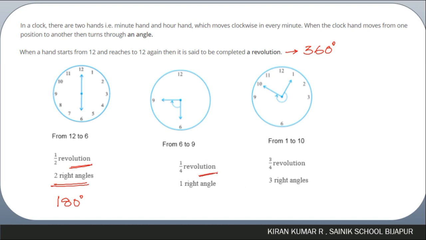If 1/4 of the revolution is made, we get one right angle and it is equal to 90 degrees. That is, when our hand goes from 6 to 9, the angle formed between these two will be 90 degrees. From 1 to 10, that is 3/4 revolution, we get 3 right angles, hence the angle formed will be equal to 270 degrees.